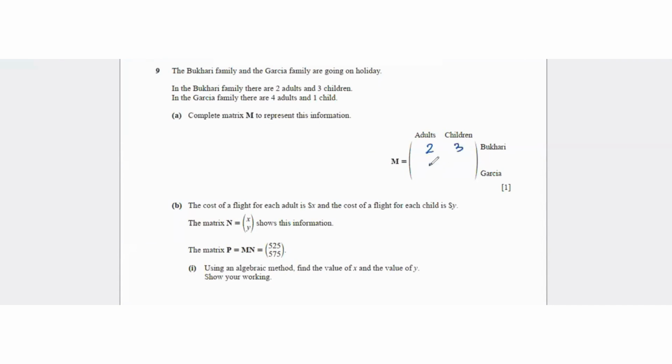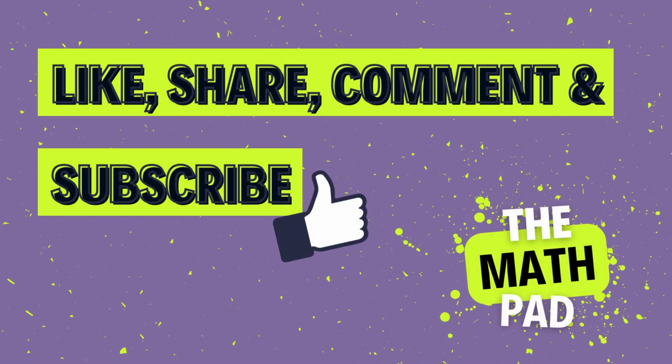2, 3, 4, 1. The cost of a flight for each adult is X dollars, and the cost of a flight for each child is Y dollars. The matrix N, X, Y shows this information. The matrix P equals M times N equals 525 and 575. Using an algebraic method, find the value of X and the value of Y. Show your working.